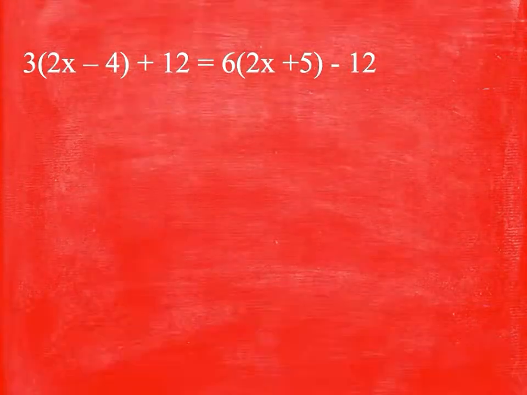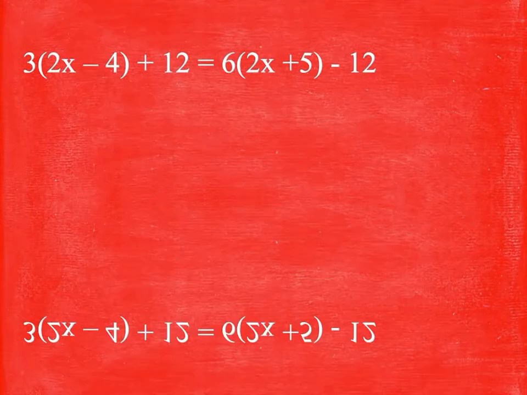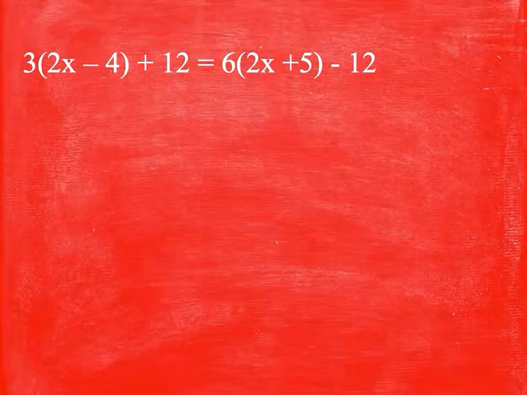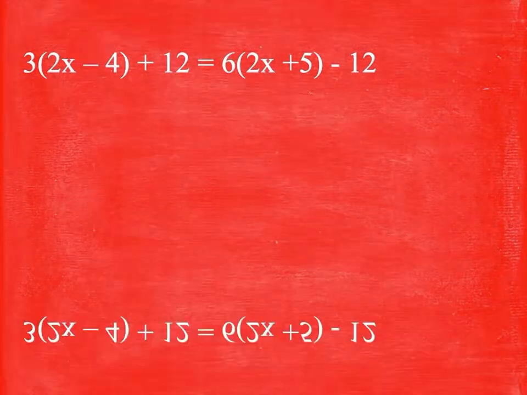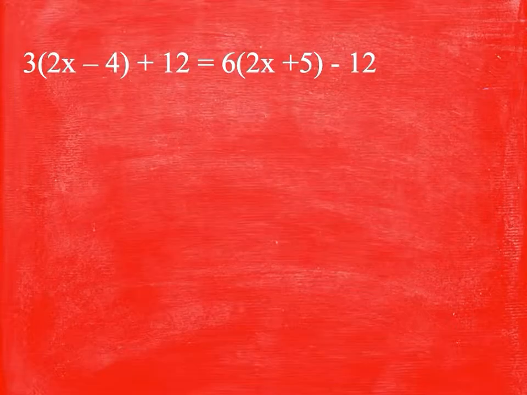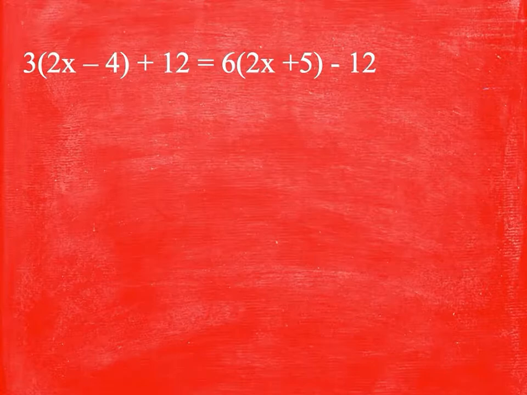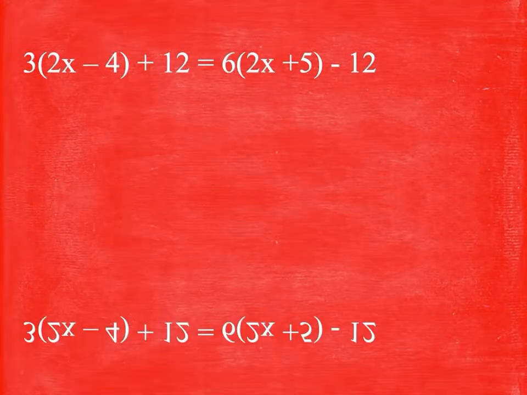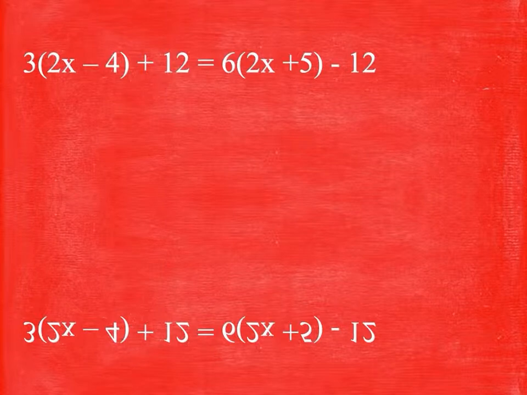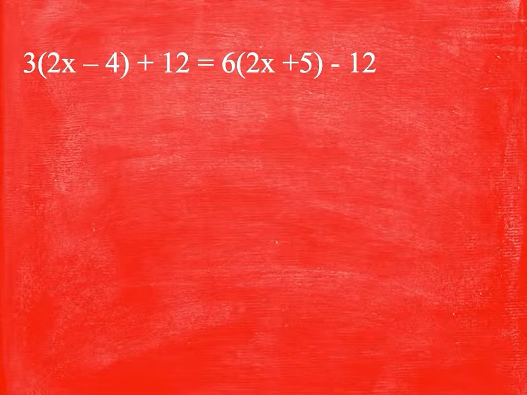Now let's check this right in here. So this is 3 times 2 times negative 3 minus 4 plus 12. That makes it 3 times negative 6 minus 4 plus 12. That makes it 3 times negative 10 plus 12. That's negative 30 plus 12, which is negative 18. Let's check the other one.